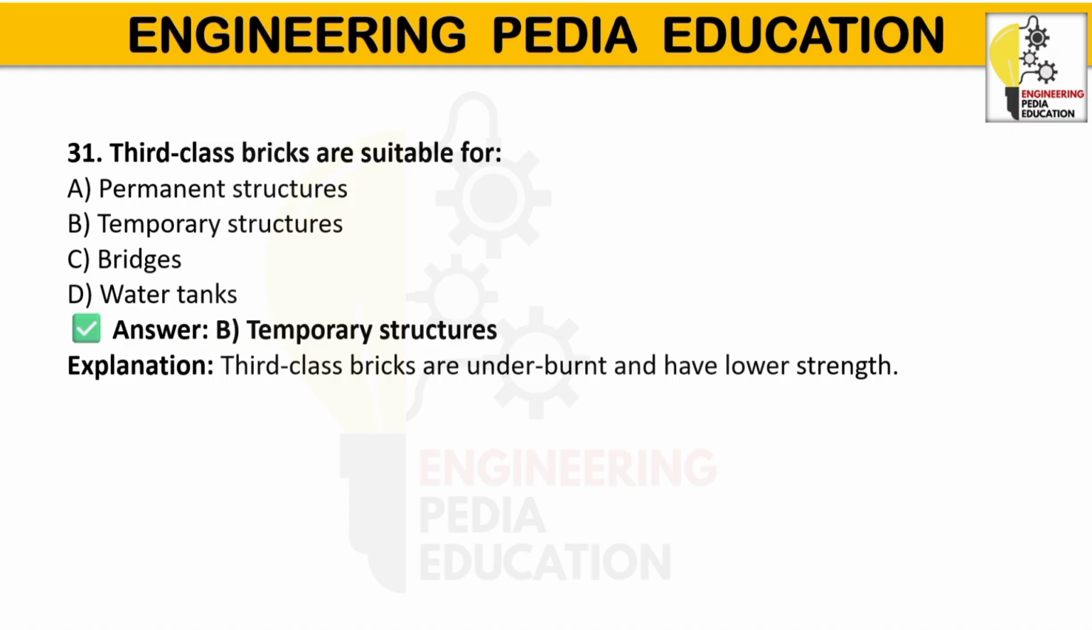Now what are the strengths? First class brick 10.5 MPa, second class brick 7 MPa, third class brick 3.5 MPa, and fourth class is not used for structural work. Strength less than 3.5 MPa is considered fourth class brick. The IS code required for this classification of brick is IS 1077.